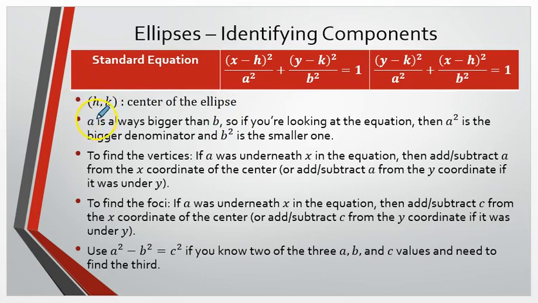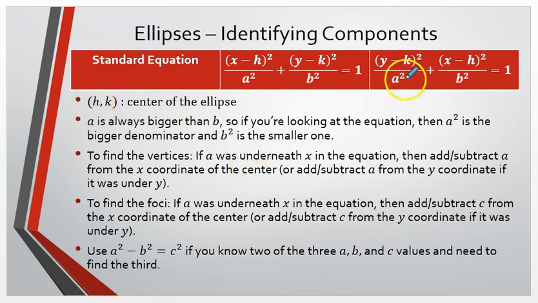The a value is always bigger than b. So if you are given the equation, you just want to look at your two denominators and identify which one is the bigger one. That value will be your a squared, and the smaller one will be the b squared. Then if they ask you to find the vertices, which they may call the major axis endpoints, you want to look at what a is touching, what a is underneath. If a was underneath the x variable, then you will be adding and subtracting that a value from the x-coordinate of the center of the ellipse.